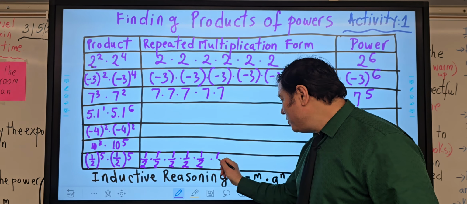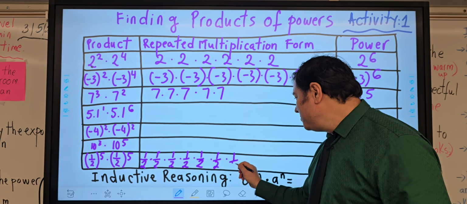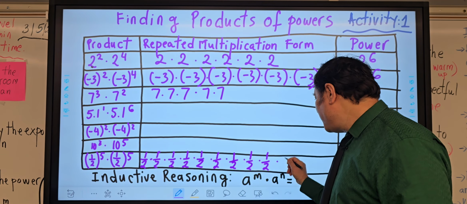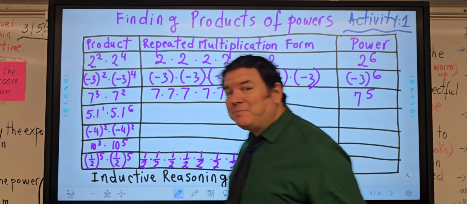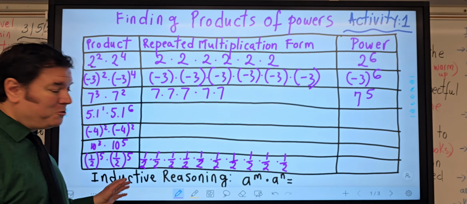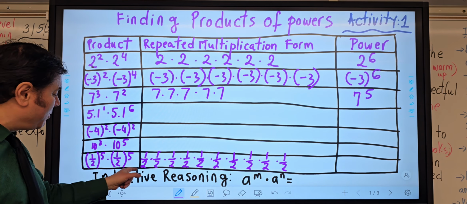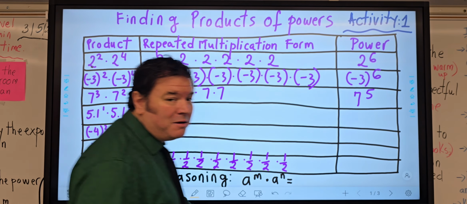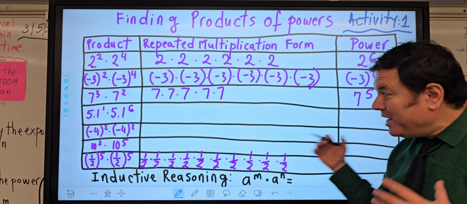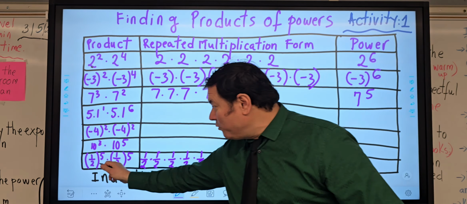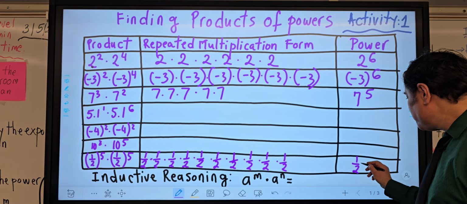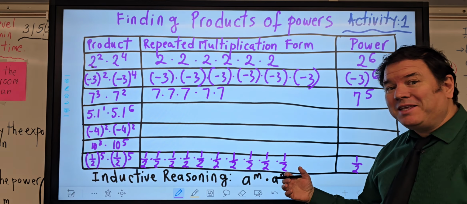So again, 1 over 2 times 1 over 2 times 1 over 2 times 1 over 2 and times 1 over 2. And now let's make sure we have 1 over 2 multiplied 10 times. Let's count: 1, 2, 3, 4, 5, 6, 7, 8, 9, 10. Perfect. So again, in this case, the base is 1 over 2, but the exponent is 10.